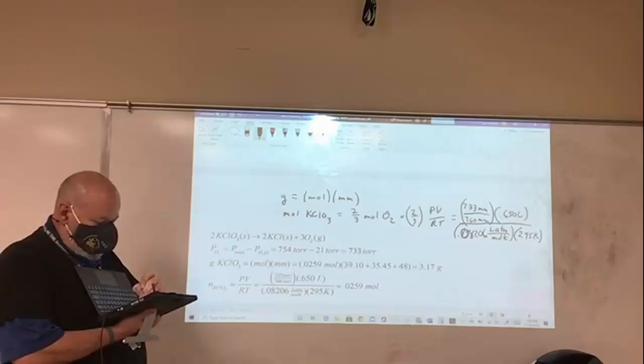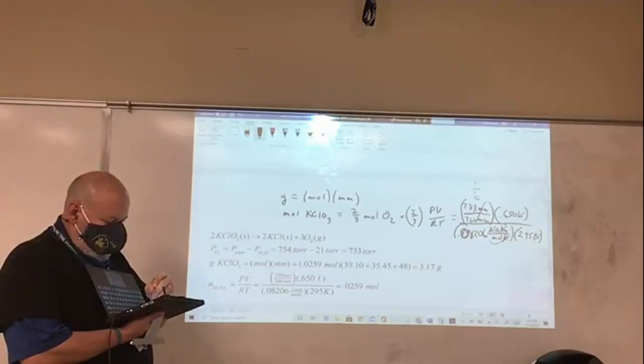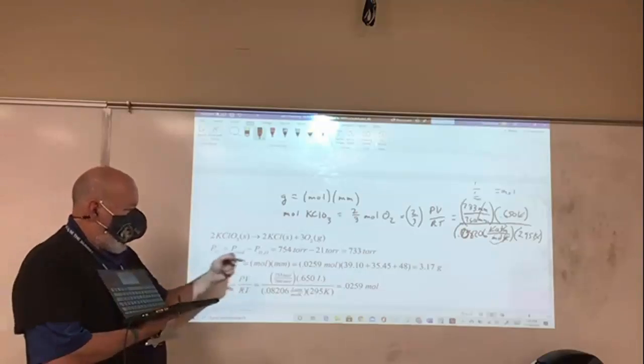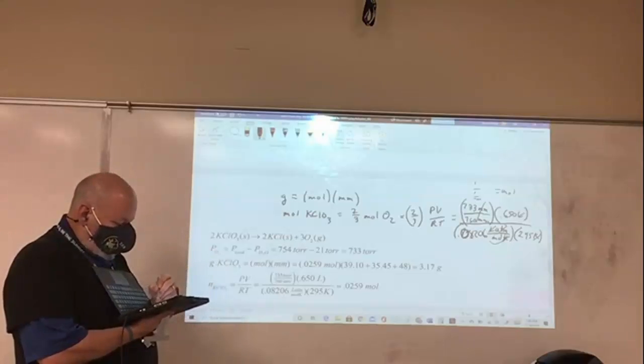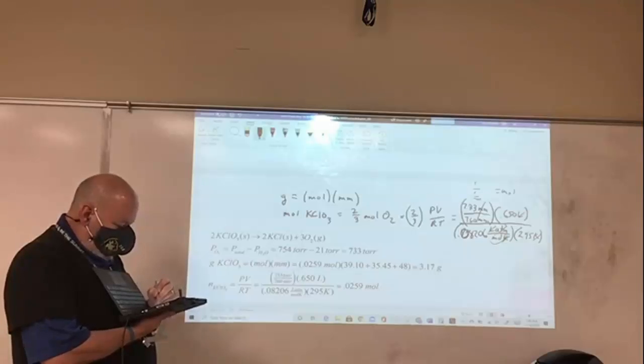I know that that's atmospheres and that's atmospheres. I know that's liters and that's liters. And I know that's Kelvin and that's Kelvin. And that's going to leave me with 1 over moles, which is the same thing as moles, which is what I want. So I have 0.0259 moles of oxygen. Okay, and I have to multiply that by 2/3.